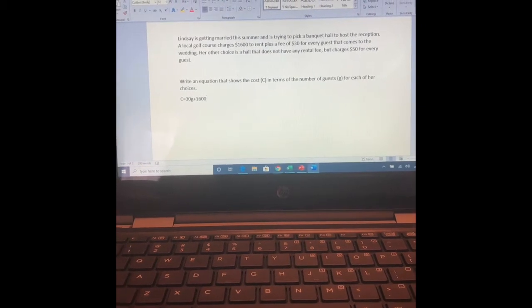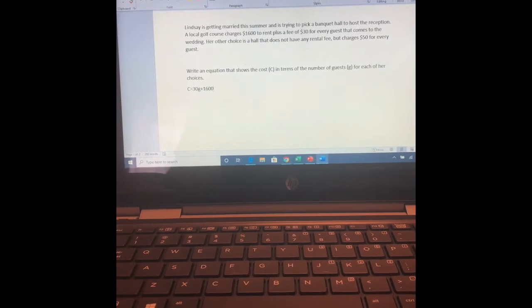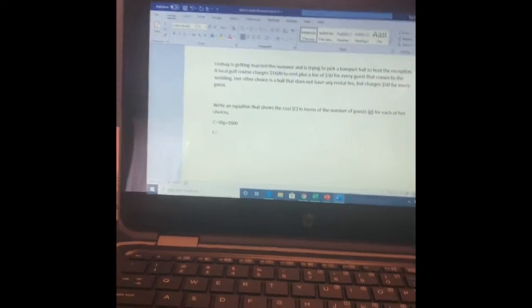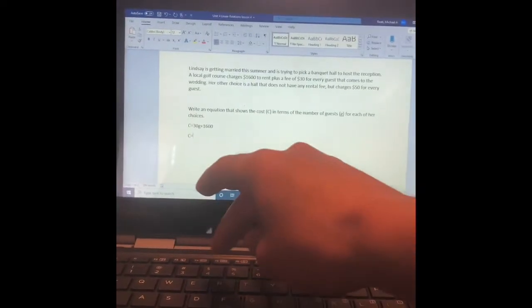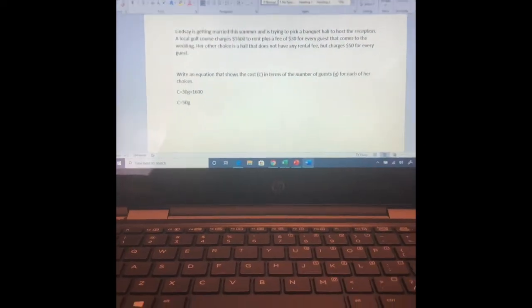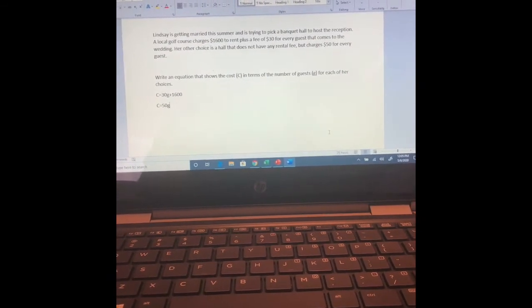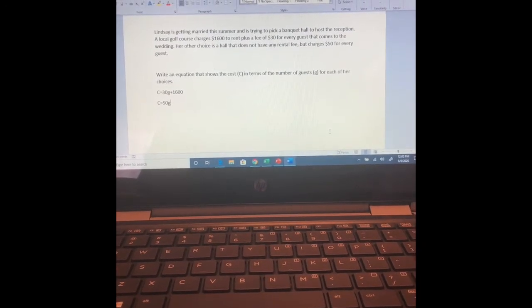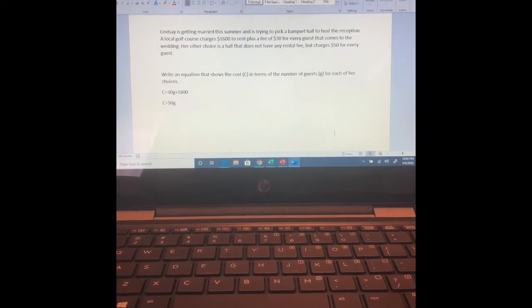If you had 0 guests show up to your party, you'd still be on the hook for $1,600 to rent the golf course. The other option is also going to be C, but in this case, you have $50 for the guests and no set charge for the hall. This is considered direct variation because if I sub in 0 for G, I get 0 for C. So 0, 0 is a point.